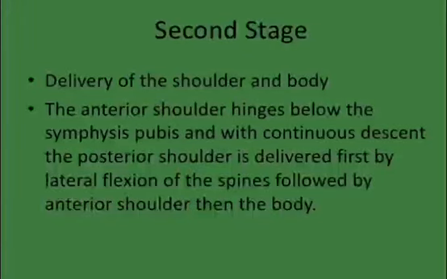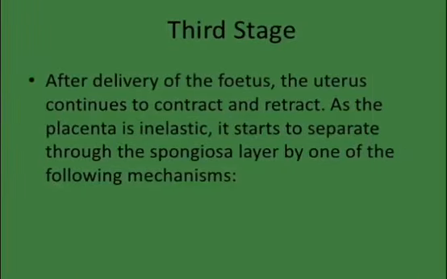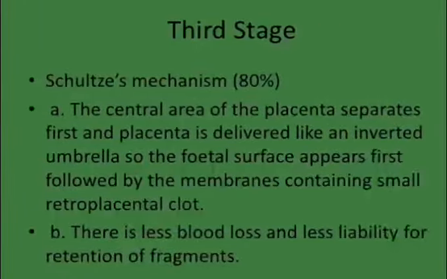Delivery of the shoulder and the body. The anterior shoulder hinges below the symphysis pubis with a continuous descent. The posterior shoulder is delivered first by lateral flexion of the spine, followed by the anterior shoulder, then the body. After the delivery of the fetus, the uterus continues to contract and retract as the placenta is inelastic. It starts to separate through the spongy layer by one of the following mechanisms.